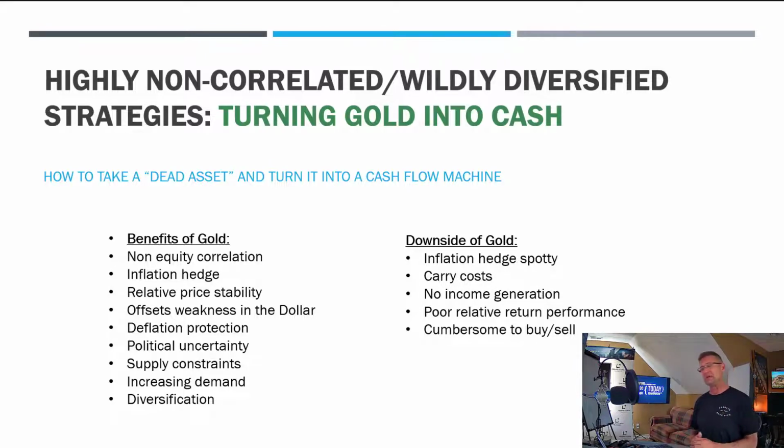Relative price stability: it does fluctuate obviously in price, but it generally has a little bit more price stability than, say, the stock market. And of course, it can at times offset the perennial weakness in the dollar, as the value of the dollar just erodes and erodes over time. Deflation protection: it can help us protect against deflation as well as inflation.